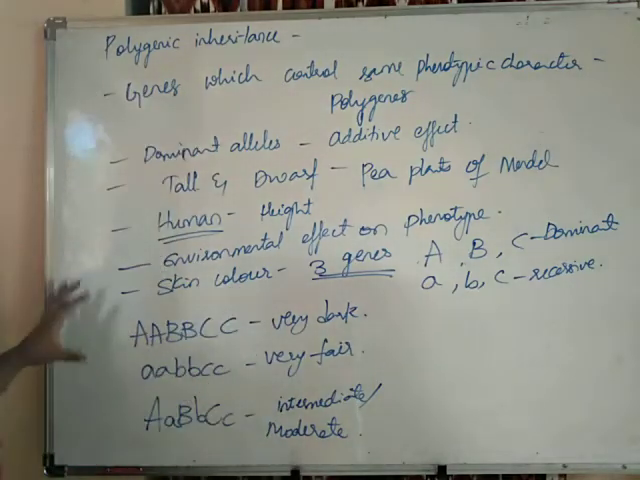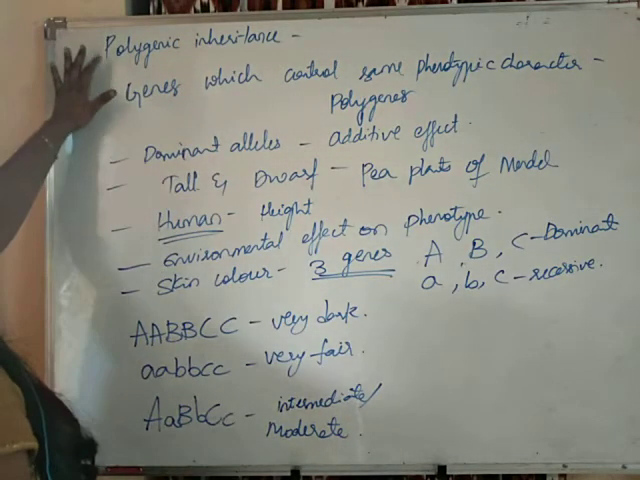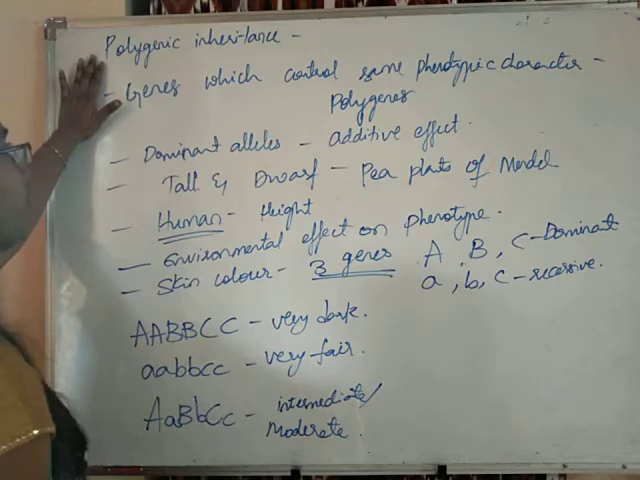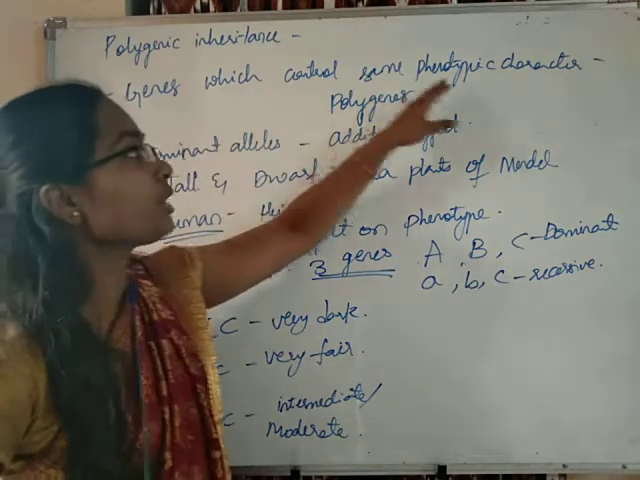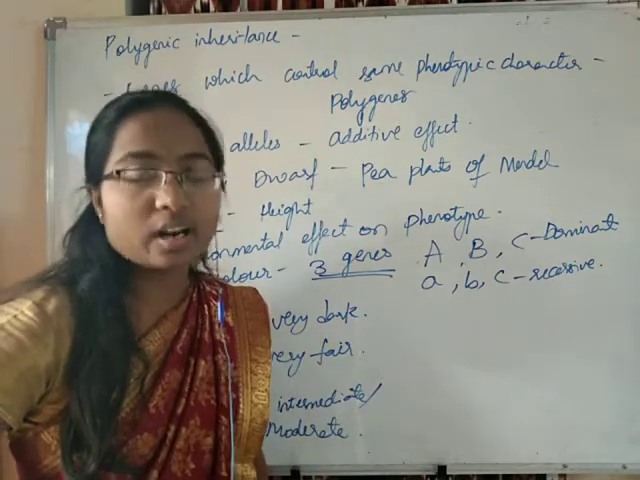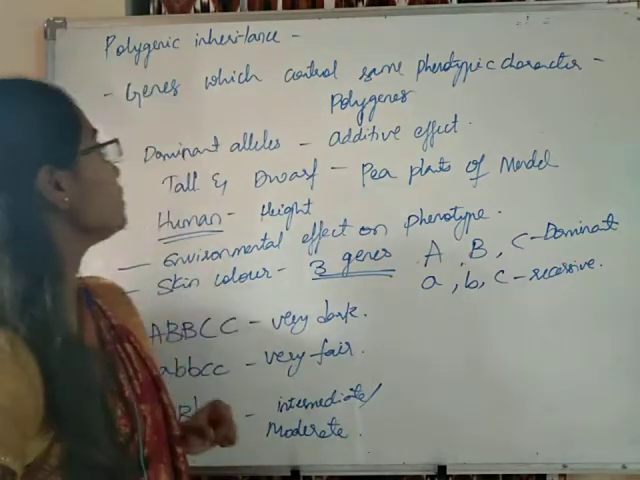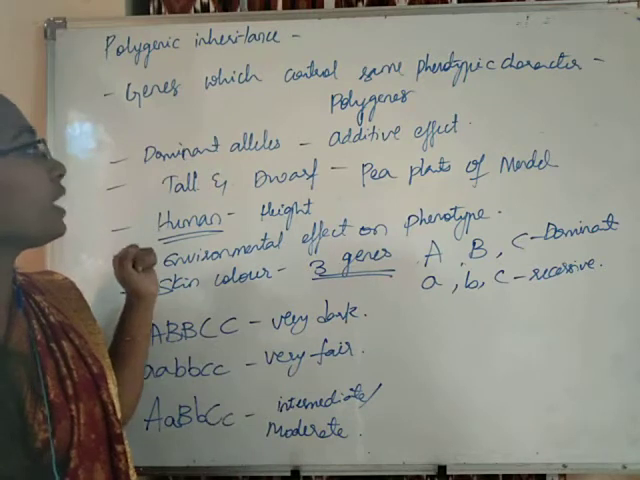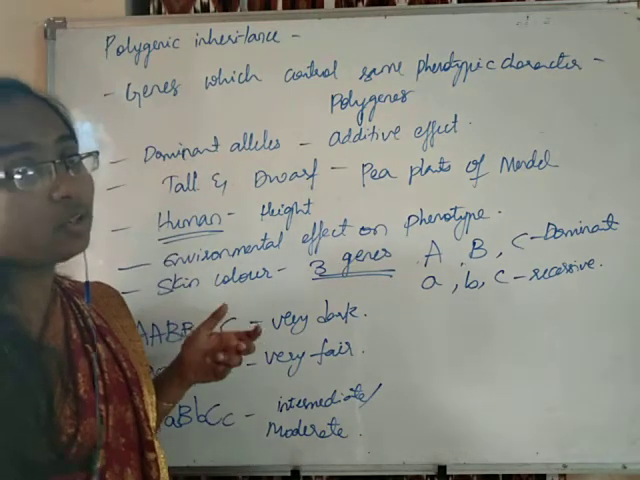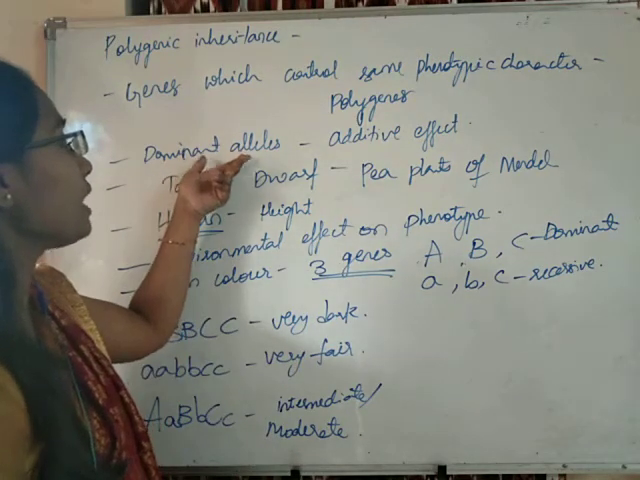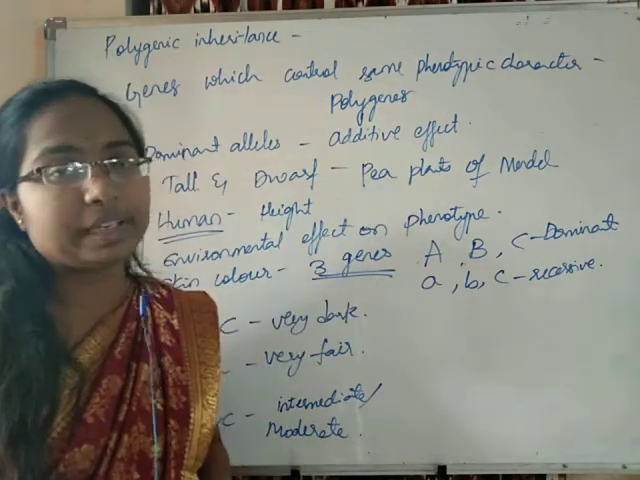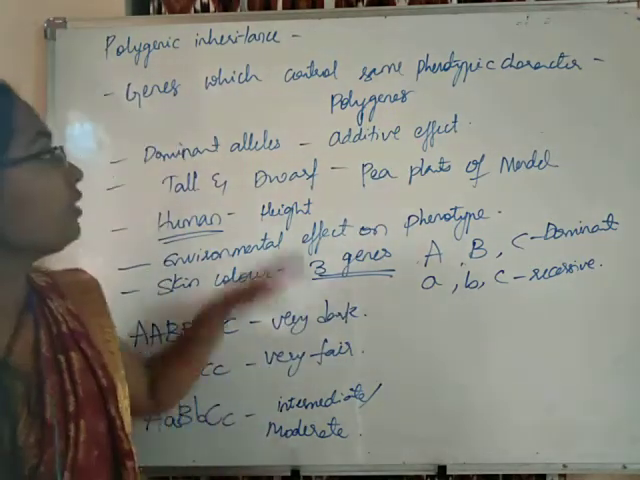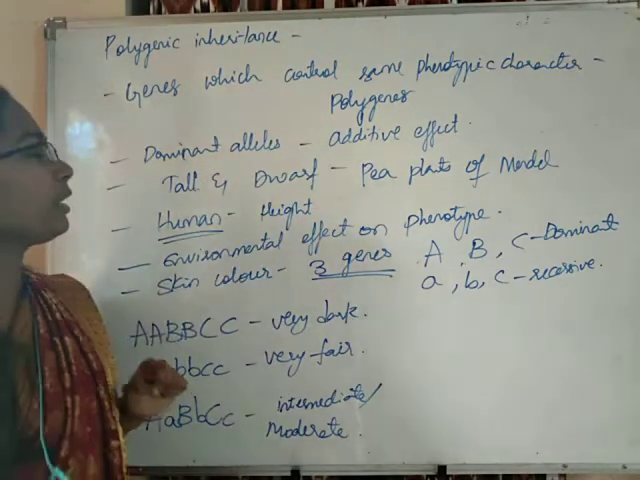So this is all about the concept of polygenic inheritance. What did we learn about polygenic inheritance? Genes which control the same phenotypic character together are called polygenes. If the alleles of these polygenes are dominant, they have an additive effect on the phenotypic character.